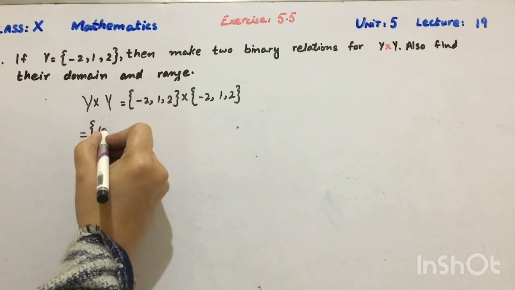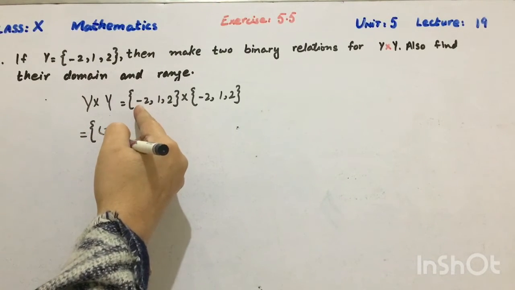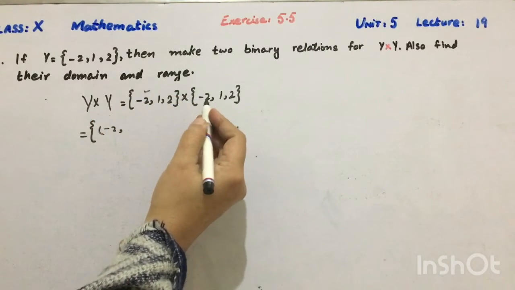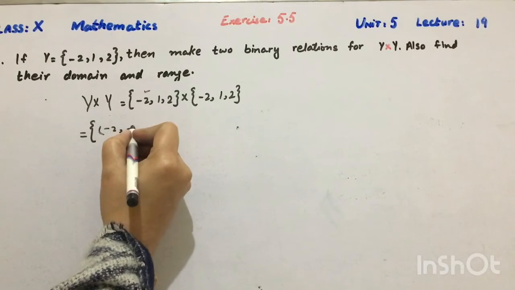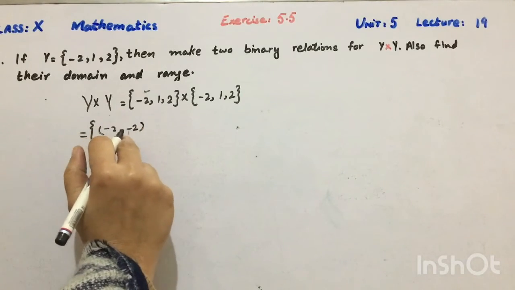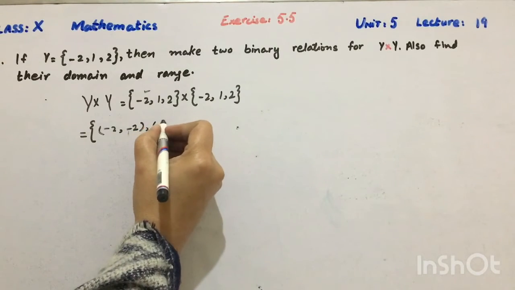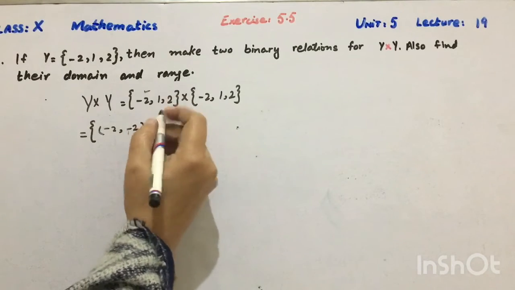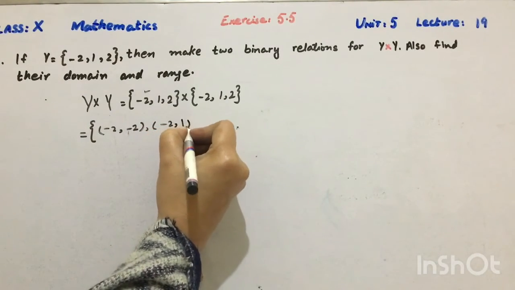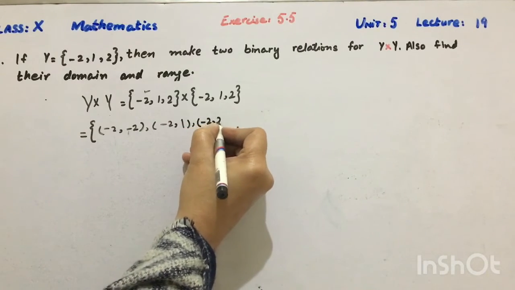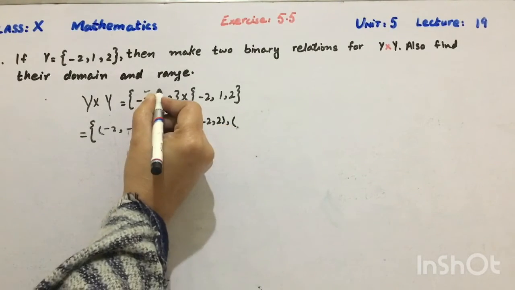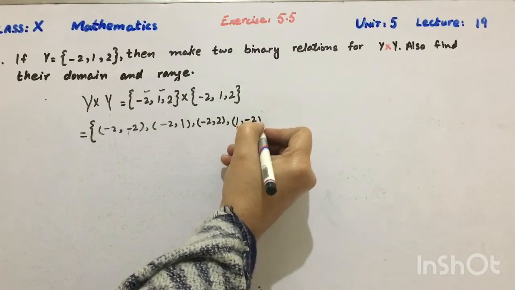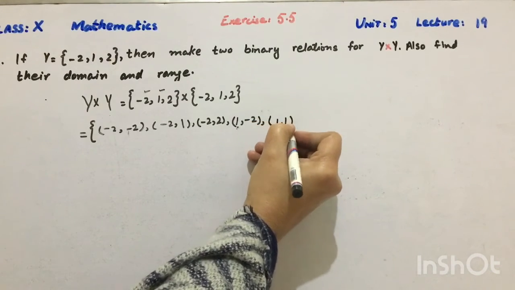Our first element is -2. I am starting with -2, which is the first element of set Y, and the first element of the second set, which is also -2. So the first ordered pair is (-2, -2). Now again (-2, 1), (-2, 2). Then taking 1 as the first element: (1, -2), (1, 1).